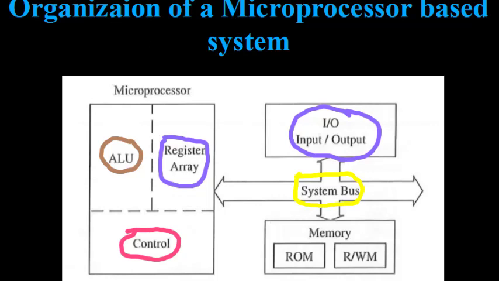Then we have the memory. Memory is used to store the instructions and the data. Here we have two types of memory. One is the ROM, generally called read-only memory, meaning we cannot change it. But there are some types of memory where we can also change the data. Here we have the read-write memory. This memory is also called RAM, or the scratch pad memory. So these are the various components of the microprocessor based system.